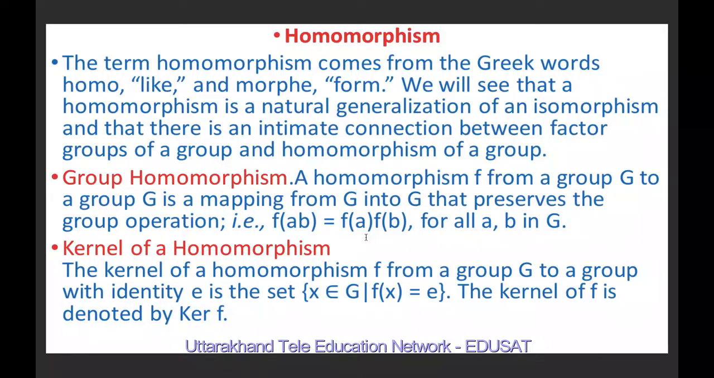Before giving examples and stating properties of a homomorphism, it is convenient to introduce an important subgroup that is intimately related to the image of a homomorphism, and this is the kernel of a homomorphism. The kernel of a homomorphism f from a group G to a group G-bar with identity e is the set of all x belonging to G such that f(x) = e. It is the set of all those elements of G whose image under f is e, the identity element of the group. The kernel of f is denoted by Ker f.